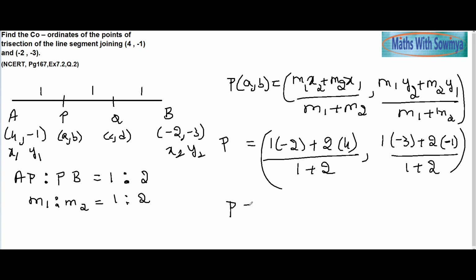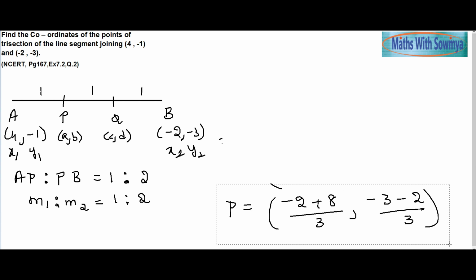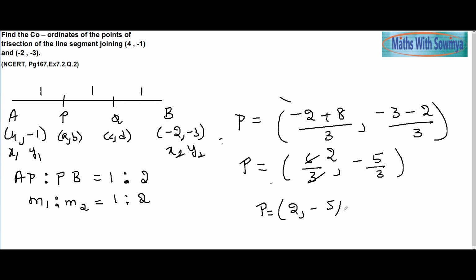So what will be P? P is (-2 plus 8) by 3, and (-3 minus 2) by 3. Just simplify. On simplifying we get the answer. This is 6 by 3, this is -5 by 3, so P is nothing but (2, -5/3). So the value of P we got is (2, -5/3).